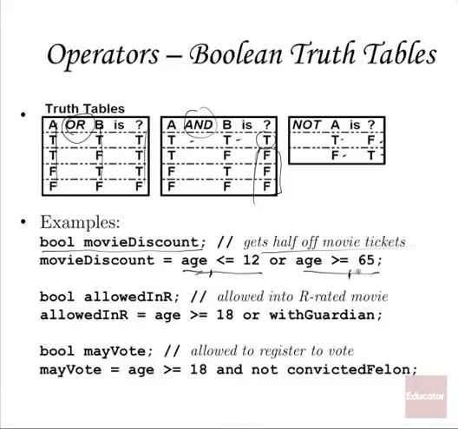If your age is 15, 15 is not less than or equal to 12, so this is false. 15 is not greater than or equal to 65, so this is false. False or false is false. So the 15-year-old does not get the movie discount. Sorry, guys.